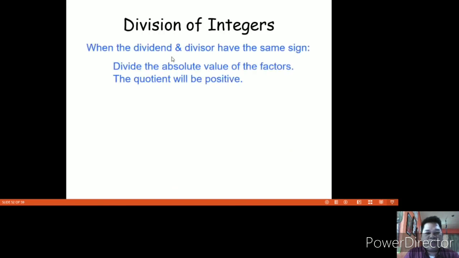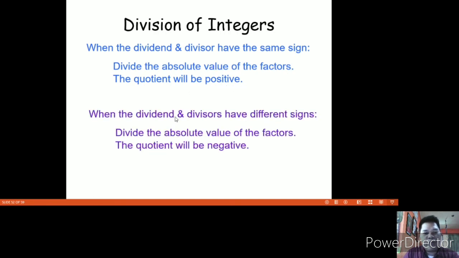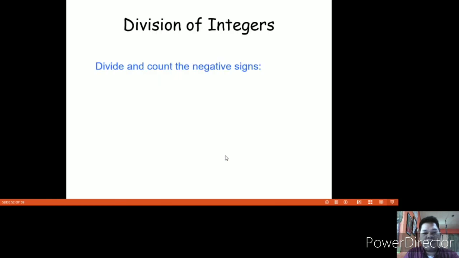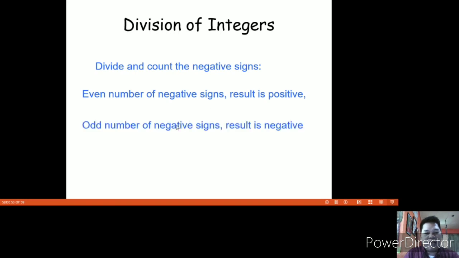So the division of integers: when the dividend and divisor have the same sign, divide the absolute value of the factors, the quotient will be positive. When the dividend and divisor have different signs, divide the absolute value of the factors, the quotient will be negative. Or divide and count the negative signs. An even number of negative signs, the result is positive. It is the same with multiplication: if you divide two negative numbers, the answer is positive. An odd number of negative signs, the result is negative. When you divide three numbers with negative signs, the result is negative.